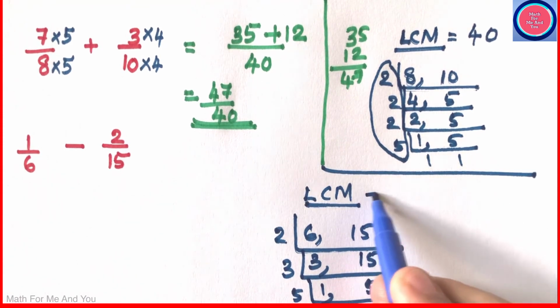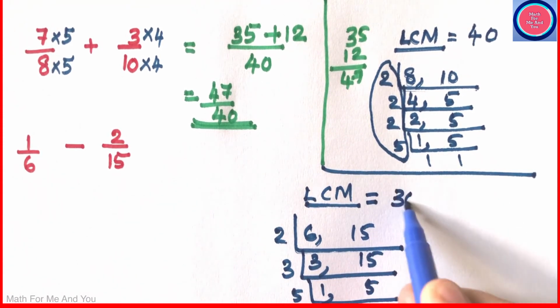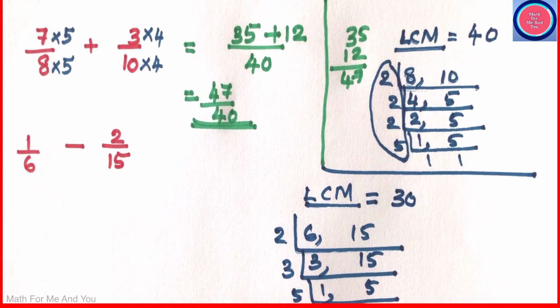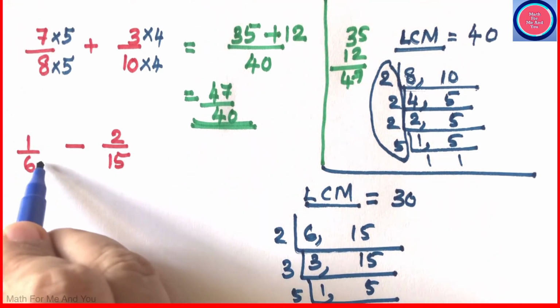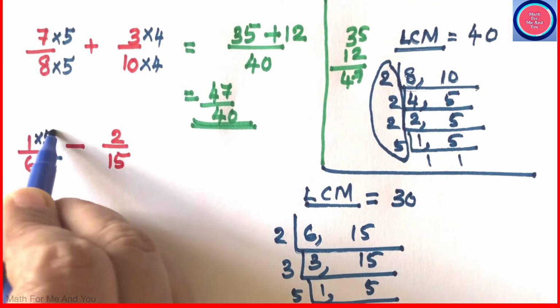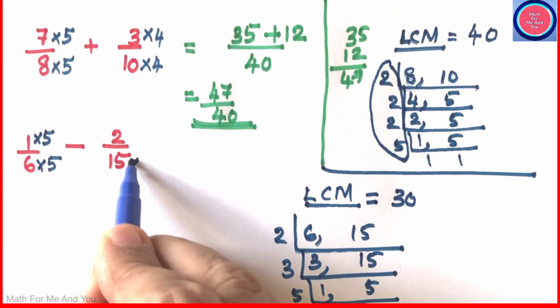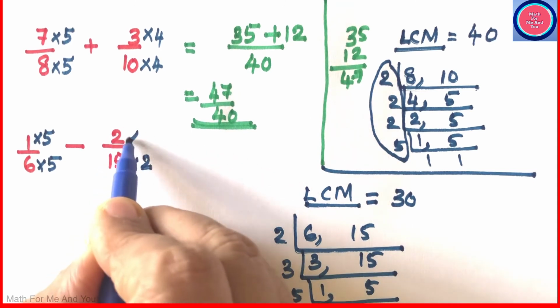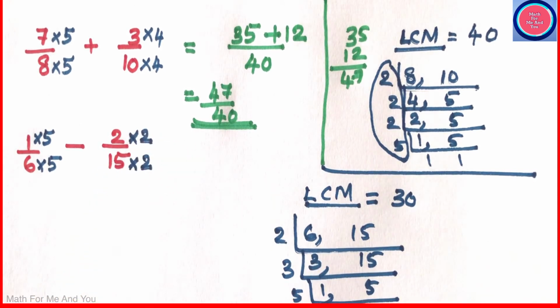What is the LCM we get? 3 times 2 times 5, that is 30. Every denominator we change to 30. 6 we multiply with the 5 to get 30. So 1 also multiply with 5. 15 we could multiply with the 2 so that it changes to 30. Numerator also we multiply with 2.